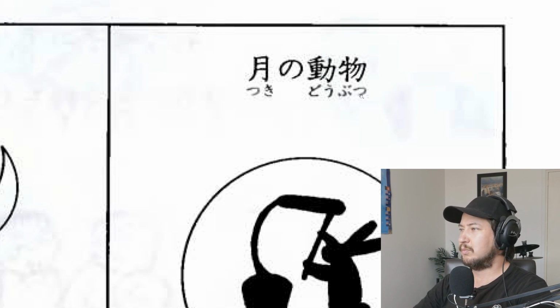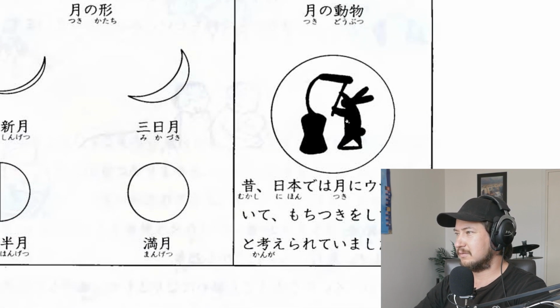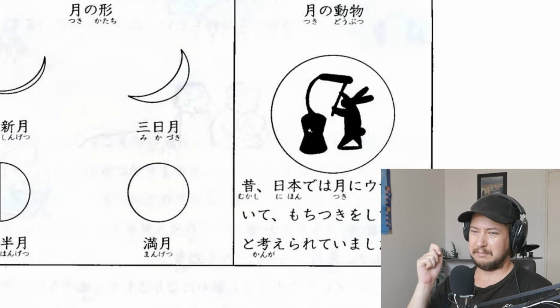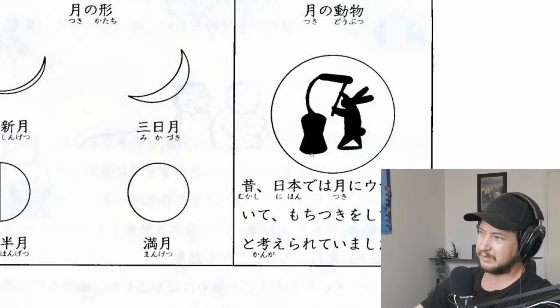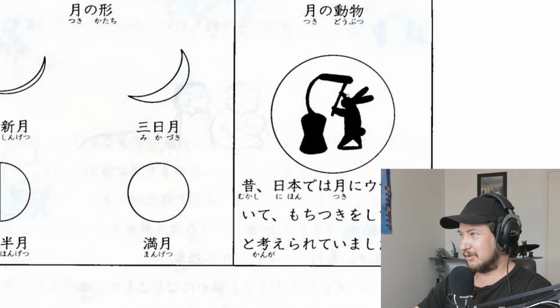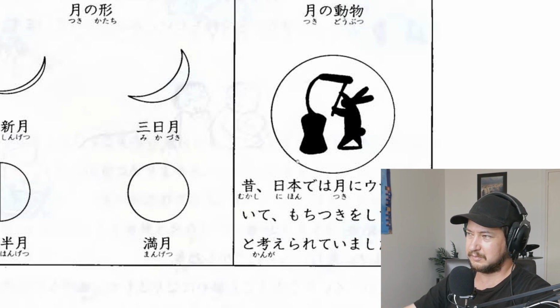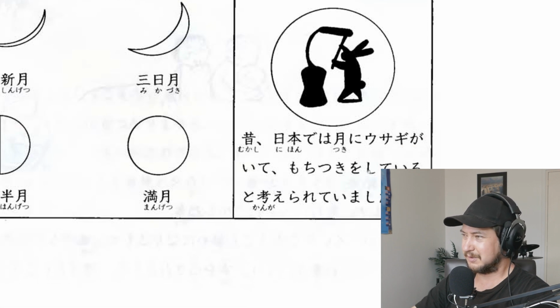Now, what's this? Tsuki no doubutsu. Moon animals. I guess there's a rabbit that does, I don't know what you call that. They have like a mallet and they knock on dough. So he has the mallet and he's beating the dough on this, what do you call it, stool or something, I don't know.